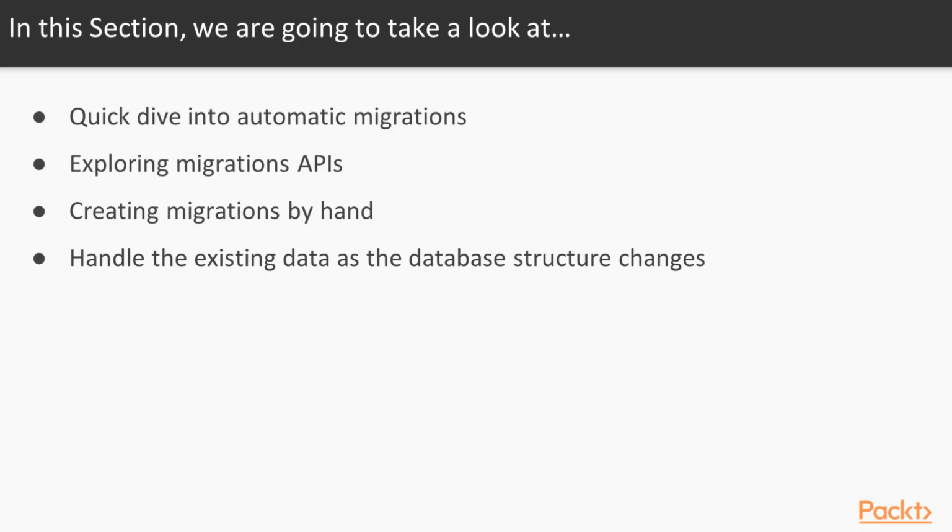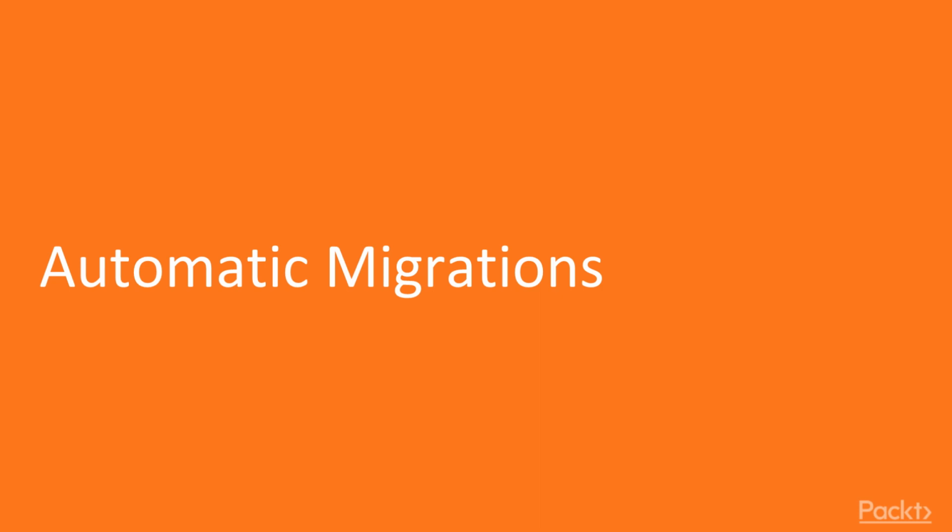We will start by discussing migrations that are automatically scaffolded by Entity Framework. Then we will take a quick dive into Migrations API to see what common actions could be accomplished with migrations. Then we will see how to create migrations by coding by hand. And finally, we will take a look to see how we can handle existing data, keeping it from being destructed by migrations. Let's start with the first video, creating automatic migrations.